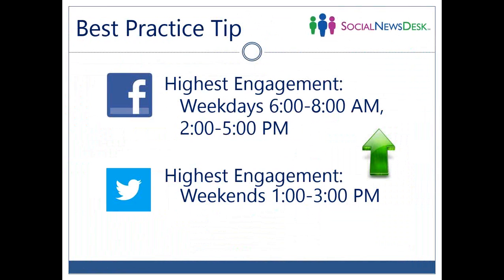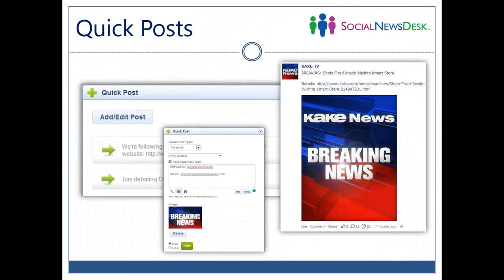The scheduling tool is also great for making sure that you're sending out posts, if they're evergreen, when the most people are engaged on social media. So that's going to be on weekdays between 6 and 8 a.m. and 2 and 5 p.m., and then on weekends on Twitter, 1 to 3 p.m. We also have quick posts, which are templates for a post that you make a lot. I will show you how those work.